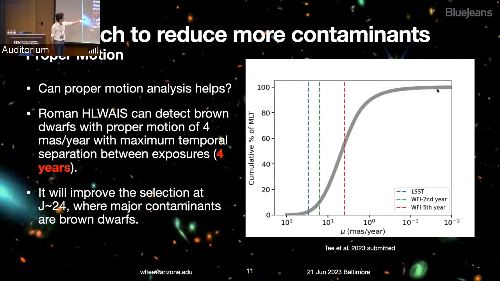So we also tried to see if proper motions can help. With the high latitude wide area survey, with a maximum temporal separation of 4 years, the first exposure in the first year and the second exposure in the fifth year, we can maximize the proper motion analysis to detect brown dwarfs. We can reject more brown dwarfs at the bright magnitudes.